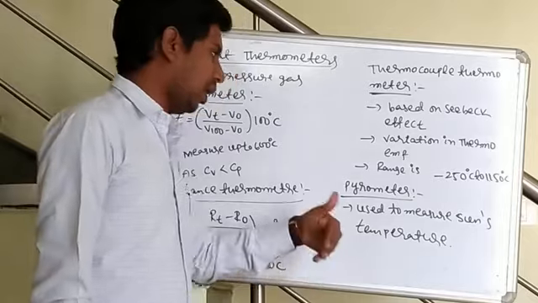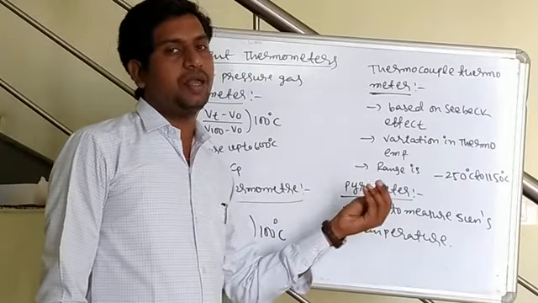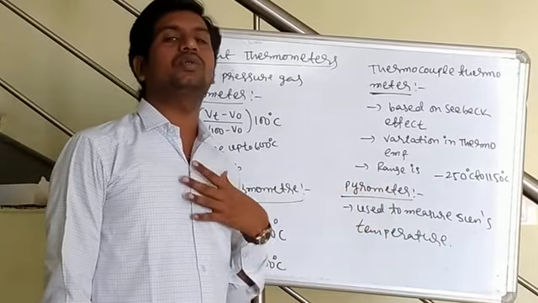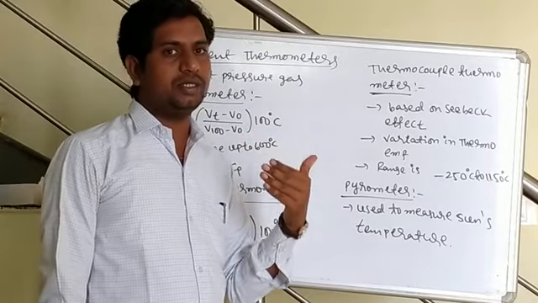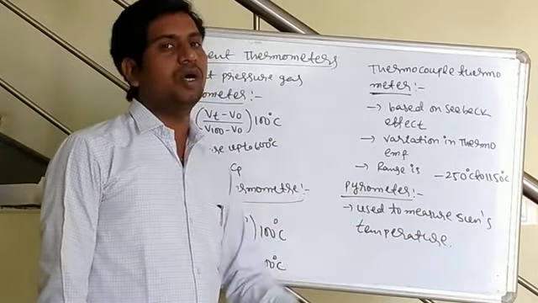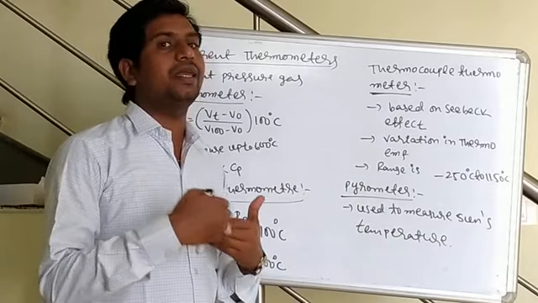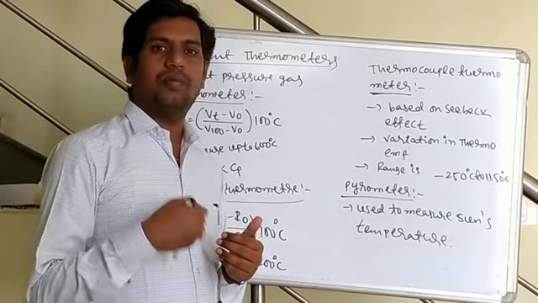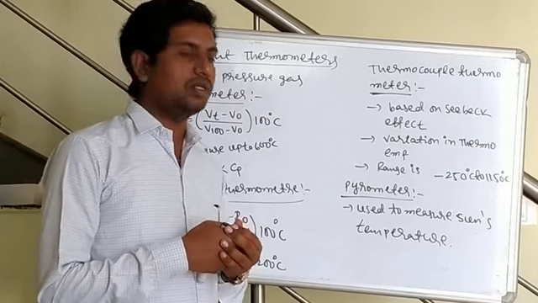And the next one is the radiation pyrometer. Generally it is used to measure high temperatures like those of the sun and planets. It works on the principle that the radiation emitted by the planet is measured.